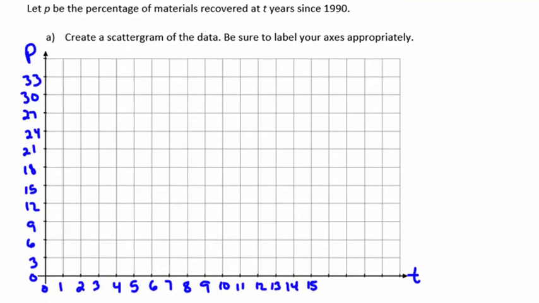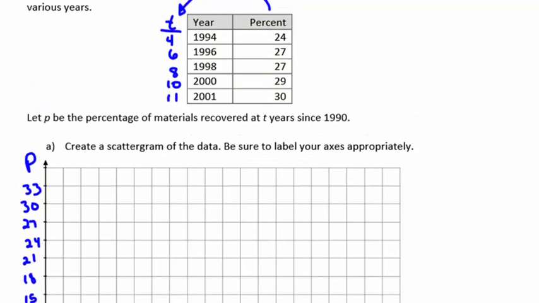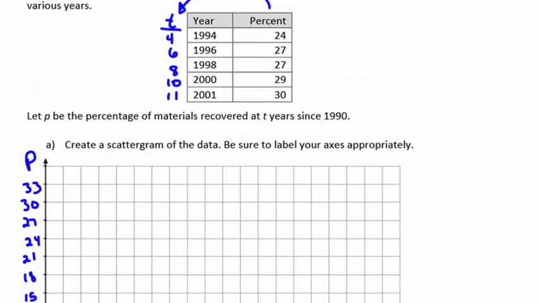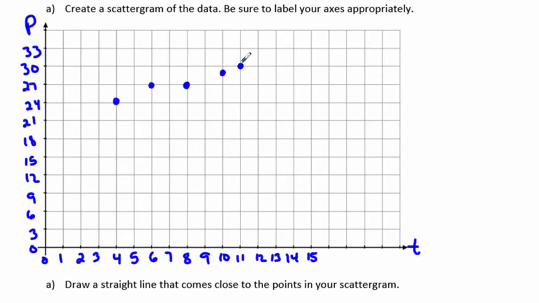Alright, and once we have them labeled, we're going to go ahead and graph all of our ordered pairs. When all 5 ordered pairs are graphed, it should look about like this. And let's go ahead and connect them with the best line that we can. Okay, this line looks decent. It's sort of centering on the data, a little bit above and a little bit below. It kind of tries to fit the middle. So let me go ahead and extend it so that it goes all the way past the ends of my chart here.